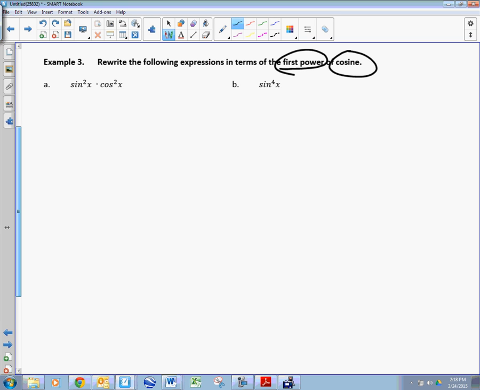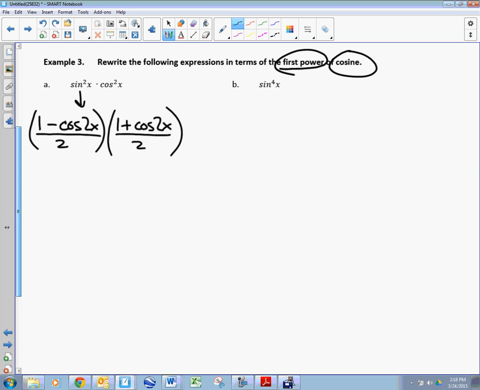So rewrite the following in first power of cosine. Sine squared we write as 1 minus cosine of 2x over 2. And cosine squared we write as 1 plus cosine 2x over 2. Go.